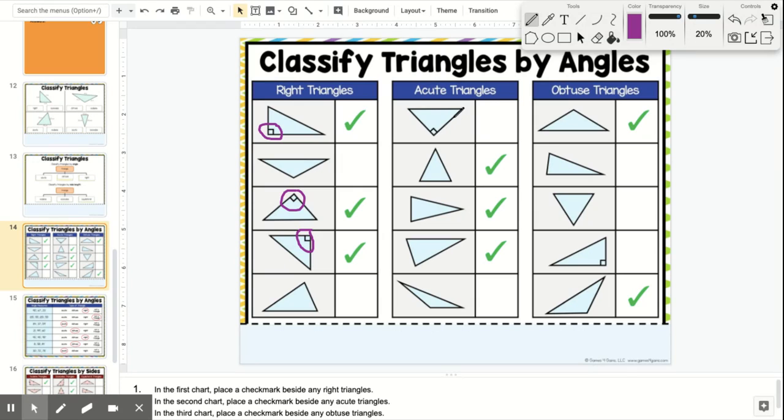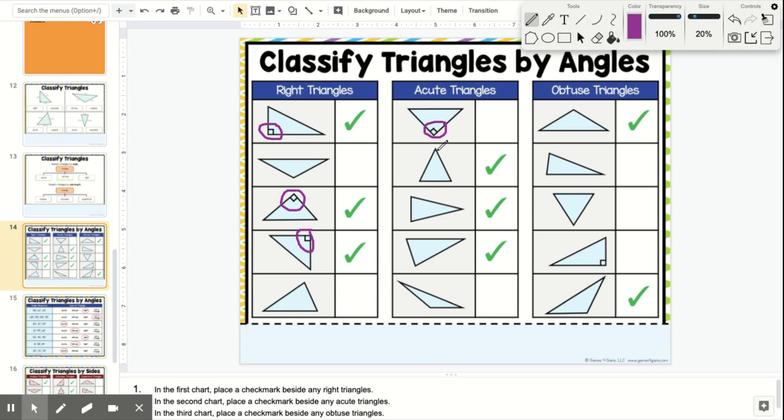Okay? So moving on to acute. Remember, it's an acute triangle if all three angles are acute. So since this first one had a right angle, you can't call it an acute triangle. For the three that have the green check marks, all angles were acute. Okay, sometimes it is really hard to tell. You just have to be really careful.